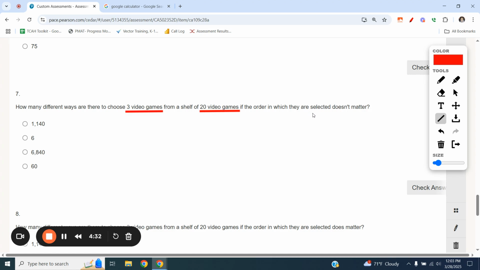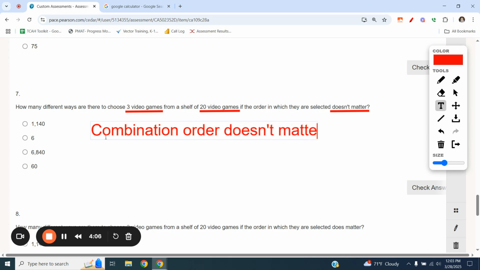And then this is key. The order in which we're selecting them doesn't matter. So that's going to be how we determine which formula we're going to use. So for this question, when order doesn't matter and you're selecting a small selection of something out of a total, this is what we call a combination where order doesn't matter. And so we have a very specific formula for this type of combination.